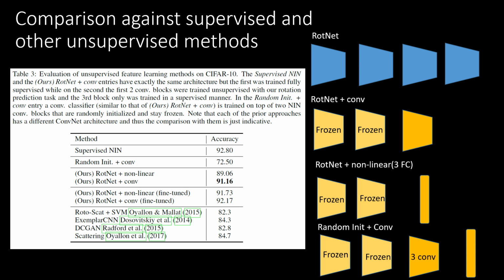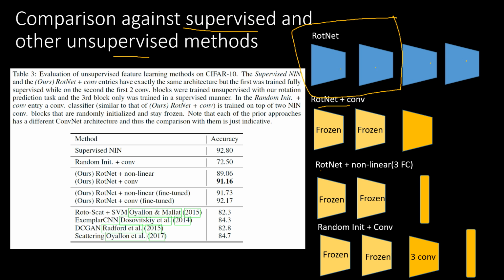Then they did an experiment to compare the performance of the RotNet pre-trained model against supervised and other unsupervised methods. So this is the RotNet model consisting of four conv blocks that we discussed. Now, as I discussed, the features after the second conv block were better. So they took these two layers of the RotNet pre-trained model, froze them, and on top of that they added this conv and linear layer, and they call it RotNet plus conv.